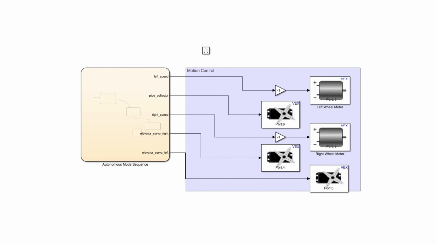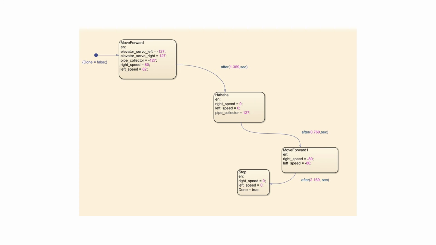For our autonomous period, we used a stateflow, and that was connecting to each of the designated outputs here, and this is our stateflow chart.